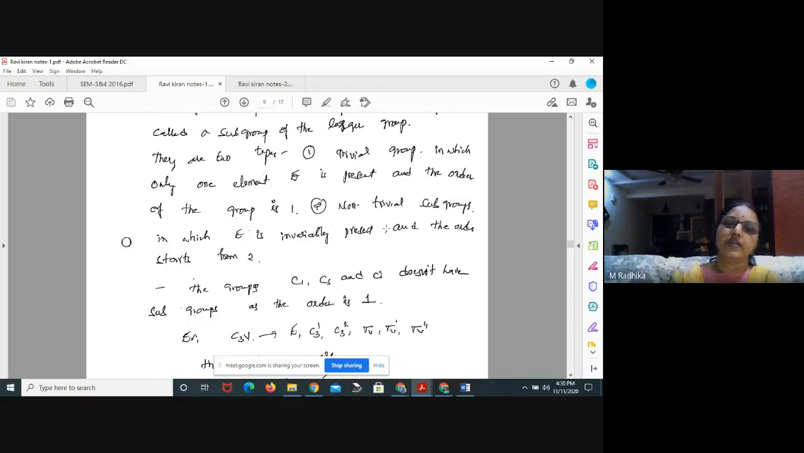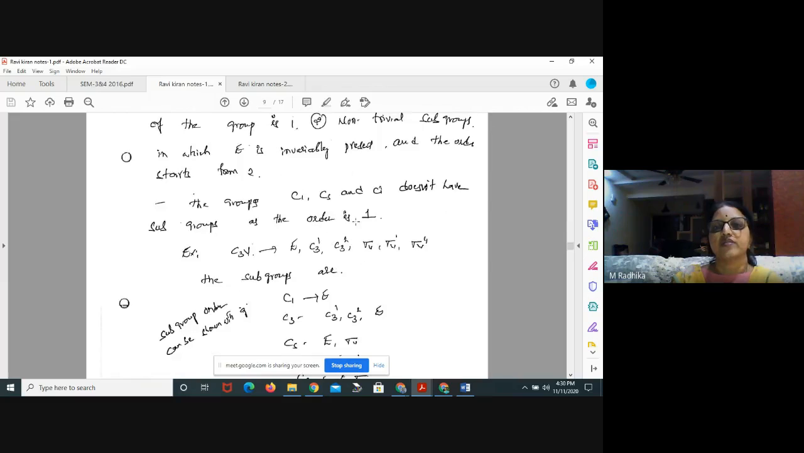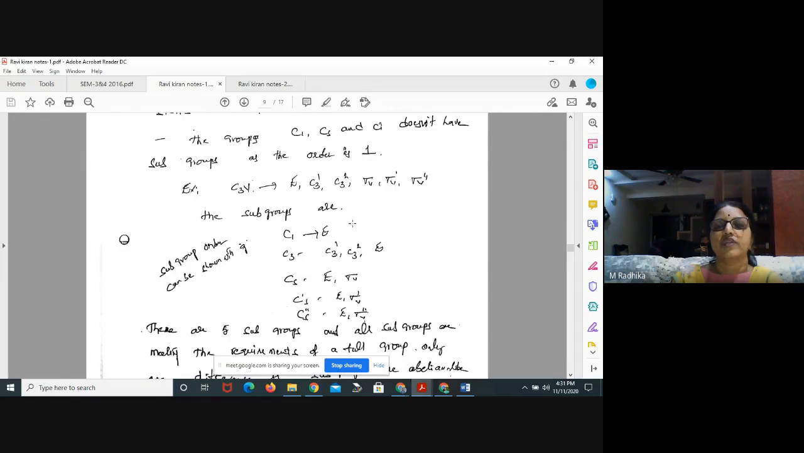The other subgroups will be non-trivial subgroups, in which E will be there automatically, and the order will start from 2. So trivial means only one element, which should be E, and the order should be only 1. Whereas non-trivial means it will have E and the order will start from 2, that is, other than 1. Take these groups C1, CS, and CI. They don't have subgroups, and the order for C1 is only 1.